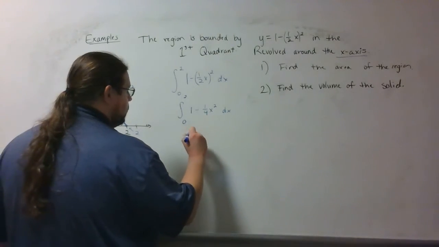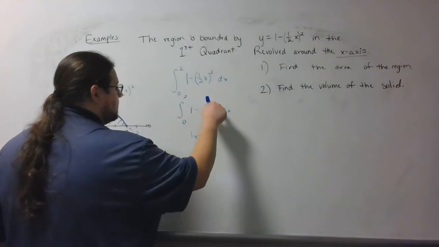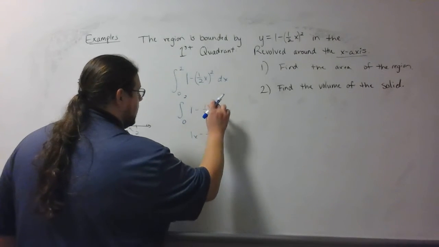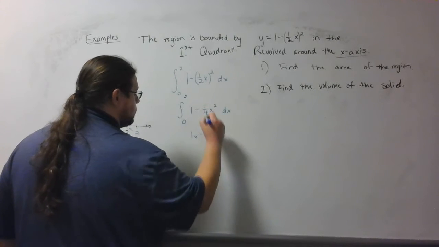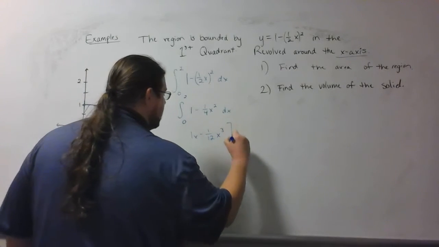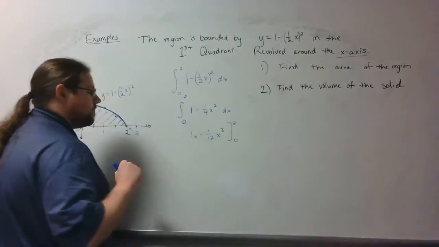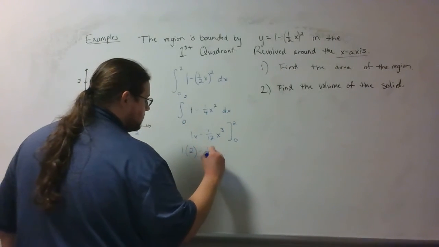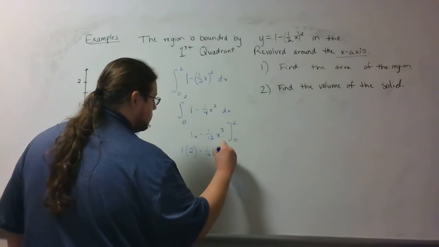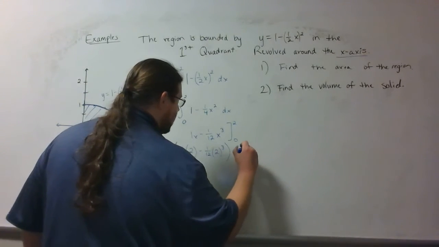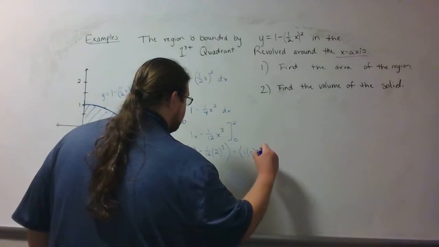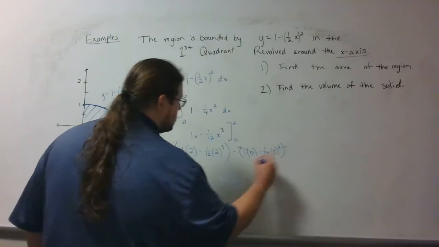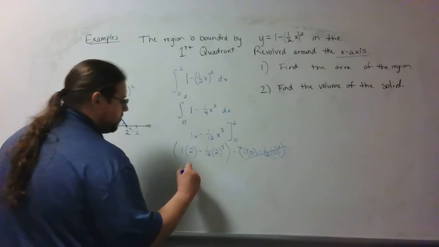That's going to become 1x minus, if I divide by 2, that's going to become 1. I have to divide by 3. My apologies. Divide by 3 because it's x cubed, so it's 1/12 of x cubed. And we're integrating from 0 to 2. Okay? So if I plug in 2 first, I'm going to do 1 times 2 minus 1/12 times 2 cubed. And then I'm going to subtract 1 times 0 minus 1/12 times 0 cubed. Hopefully you guys realize that's just going to be 0, so I don't have to worry about it. So I'm going to worry about this.